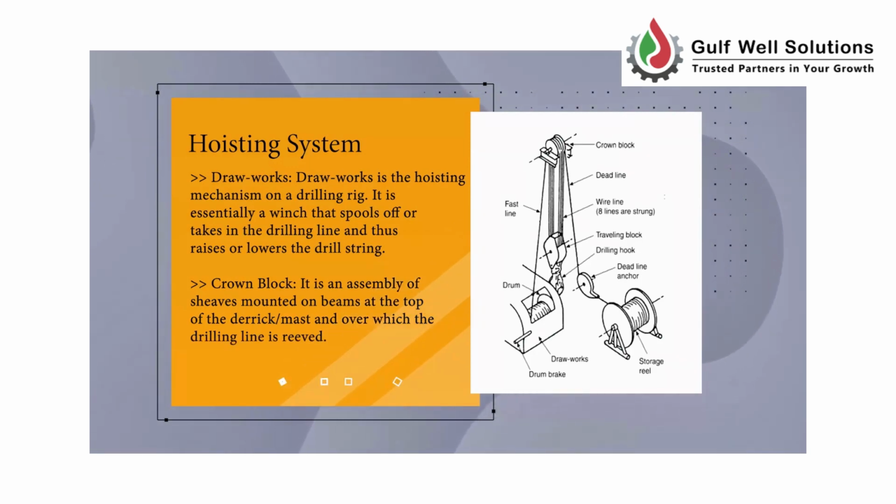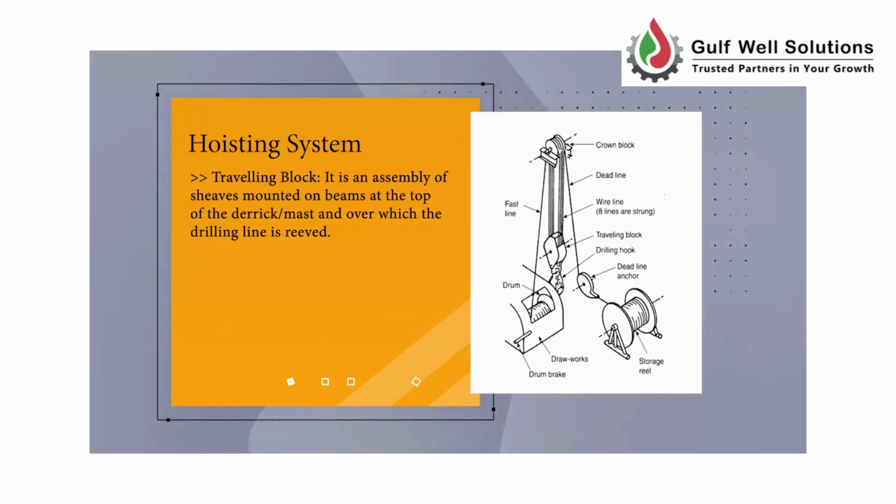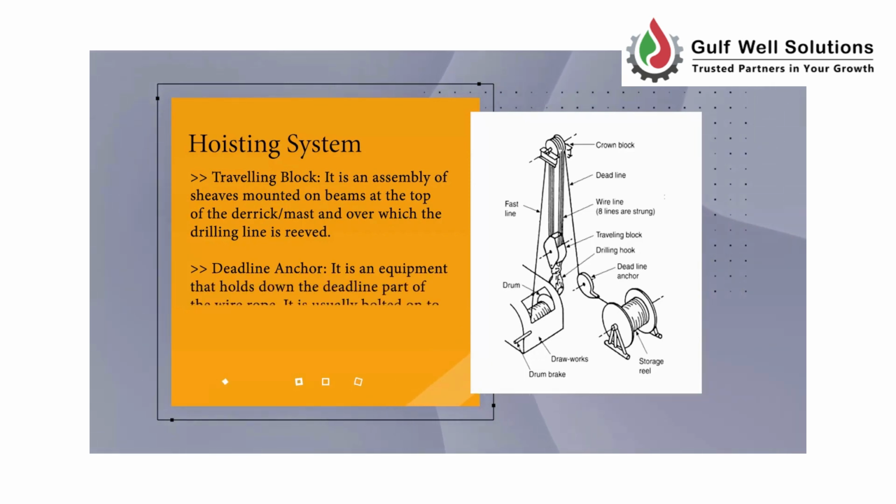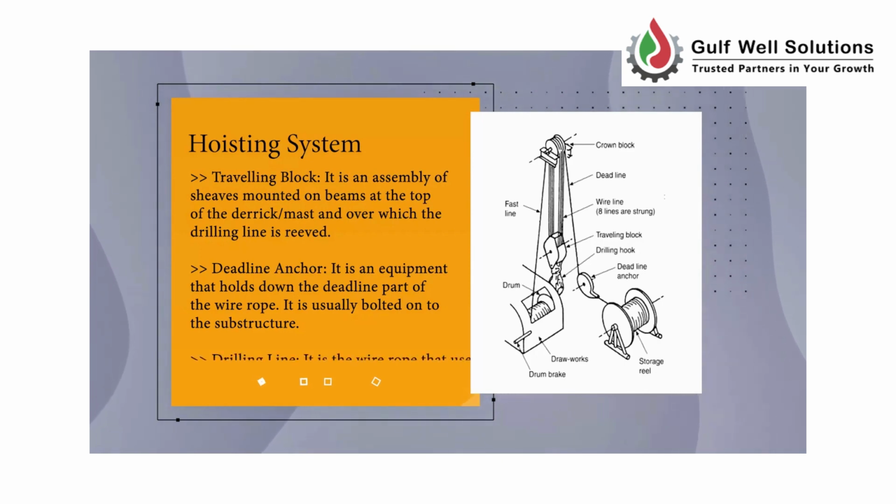Traveling block. It is an assembly of sheaves over which the drilling line is reefed. Deadline anchor. It is equipment that holds down the deadline part of the wire rope. It is usually bolted onto the substructure. Drilling line. It is the wire rope that is used to support the drilling tools.